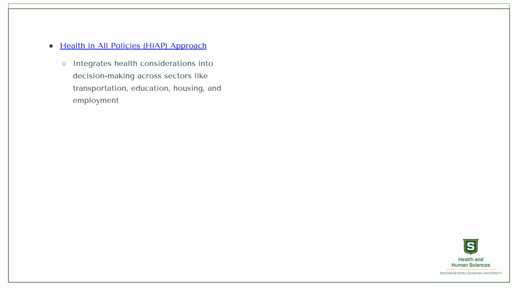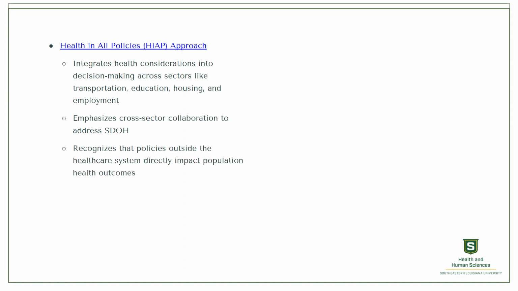So this approach integrates health considerations into decision making across different sectors. It's not just decision making by individuals; it very much emphasizes the role of government in integrating health considerations into decision making in all of these different sectors. So it really emphasizes cross sector collaboration in order to address social determinants of health. It recognizes that policies outside healthcare systems directly impact population health outcomes.